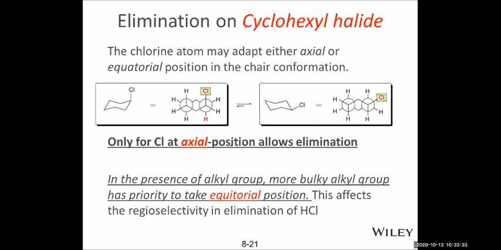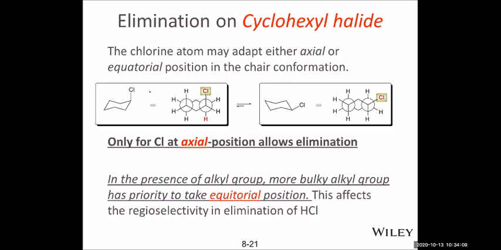Okay, so the cyclohexyl halides. This in the elimination chapter is a classic because it combines what we learned about the cyclohexane, the chair conformation, and the axial and equatorial preference for these two, with elimination. So this is a single chlorocyclohexane.